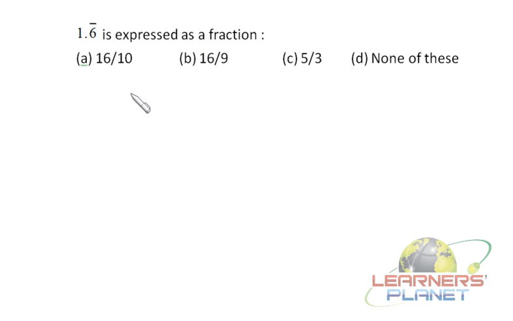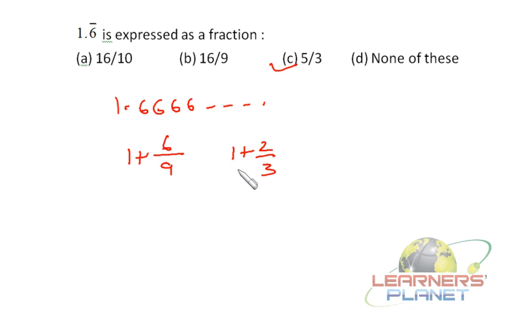Now let's see this problem. Here 1.6 bar is expressed as a fraction. 6 bar means 6 is being repeated an infinite number of times. Since one digit is being repeated, to convert into a fraction we just divide it by 9. So it is 1 plus 6 by 9, or we can say 1 plus 2 by 3, that is 5 by 3. Okay friends, it's so simple.